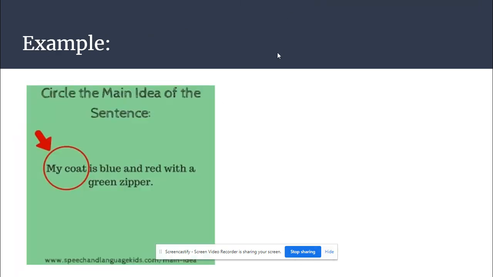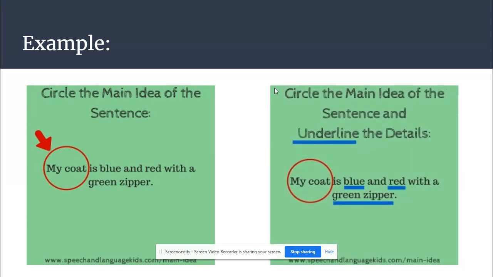So in this example, it says to circle the main idea of the sentence. So the sentence says, "My coat is blue and green with a red zipper." And what this is mainly about is the coat, right? So the coat is the main idea of the sentence. And then the supporting details that tell us more about the coat are that the coat is blue and green with a red zipper, right? So these are the details that the author includes to shape the reader's understanding of the main idea.